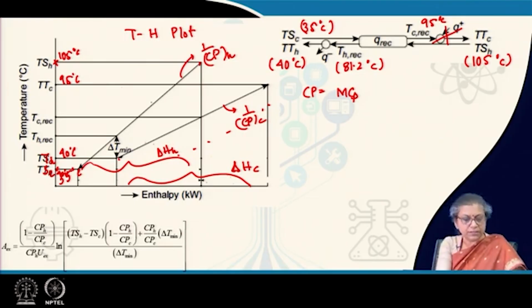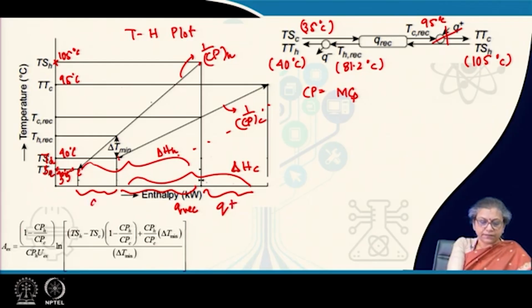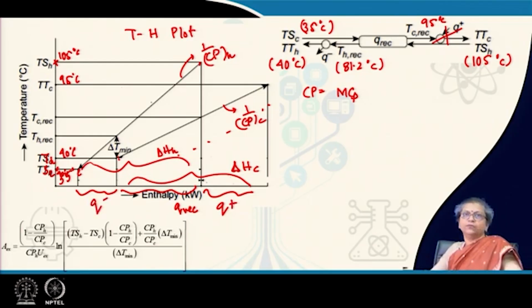Normal convention is we keep the hot curve constant, we slide the cold curve till we find that the delta t minimum is achieved. Once this is achieved, we know that we have reached the optimum, and therefore, this is the maximum amount of Q that can be recovered, and this amount has to be provided by the cold as well as the hot utilities, and these were specified by Q plus and Q minus. This was the thing, right.